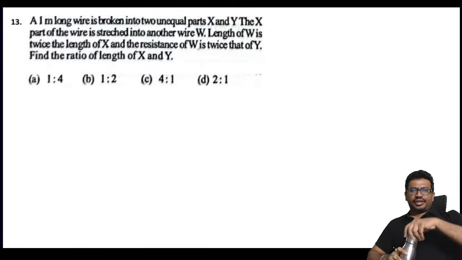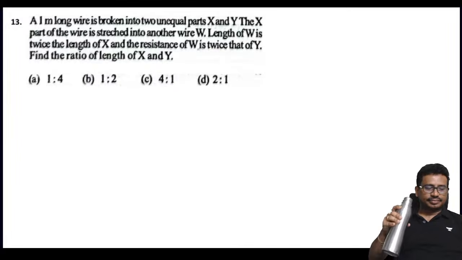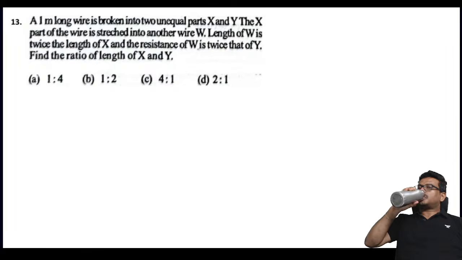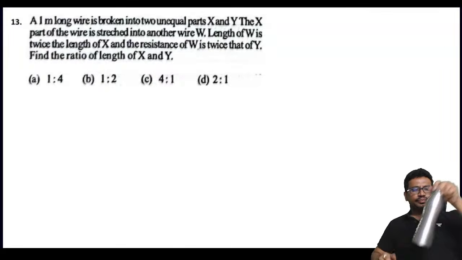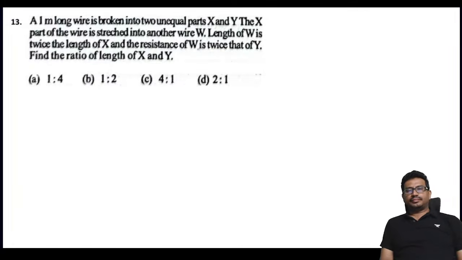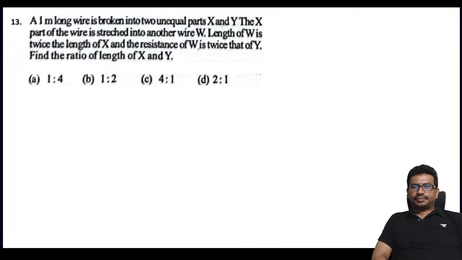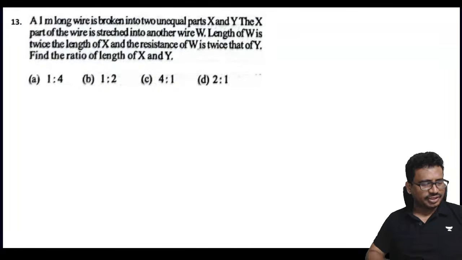Next. A 1 meter long wire is broken into two unequal parts, X and Y. The X part of the wire is stretched into another wire W. Length of W is twice the length of X, and the resistance of W is twice that of Y. Find the ratio of the lengths of X and Y.